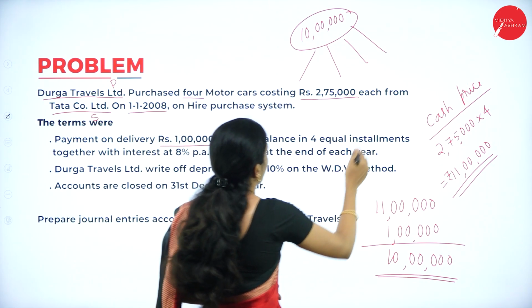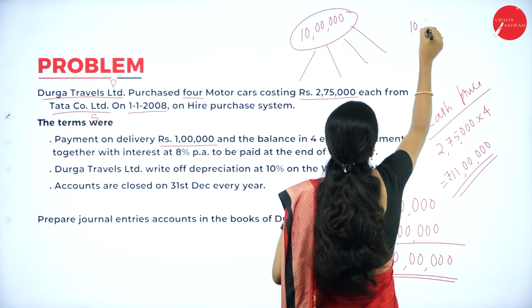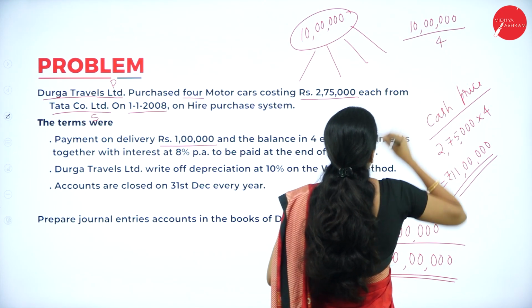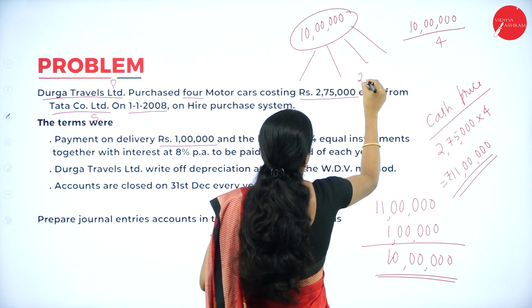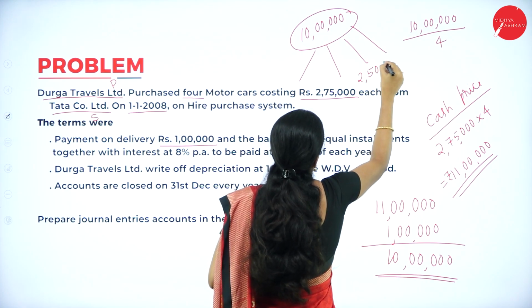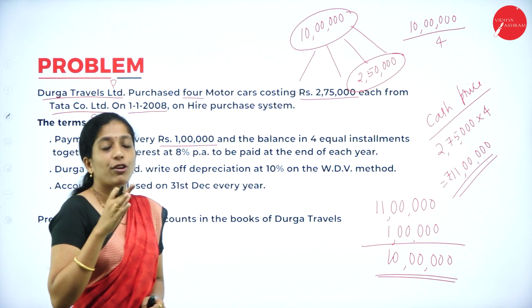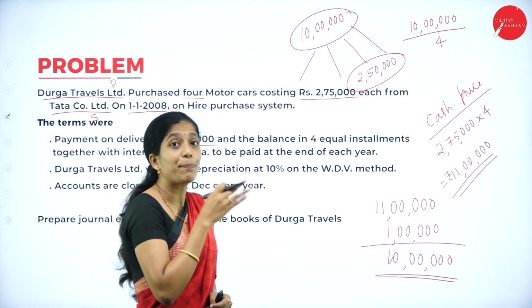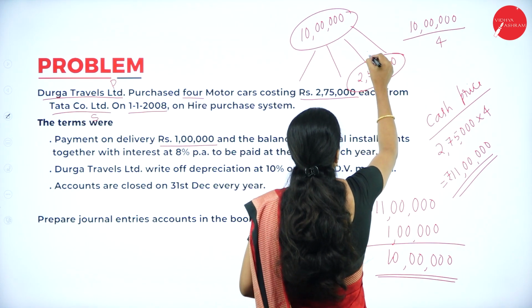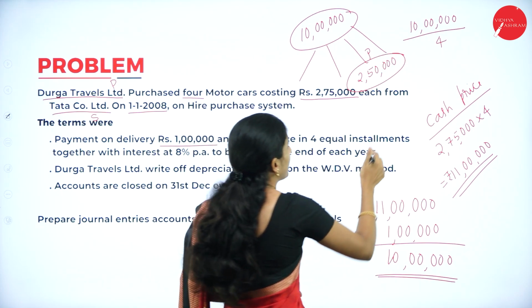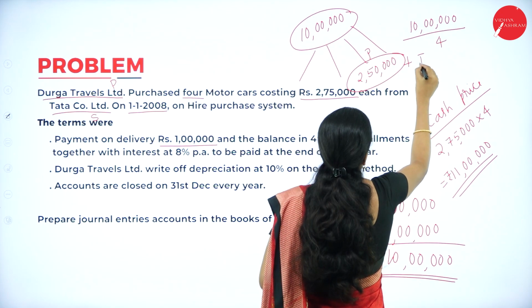So when you divide 10 lakh by 4, how much you'll get? 10 lakh divided by 4, so you'll get 2,50,000. So each year they have to pay 2,50,000. So this is the principal amount. Along with that, they have to pay interest also.